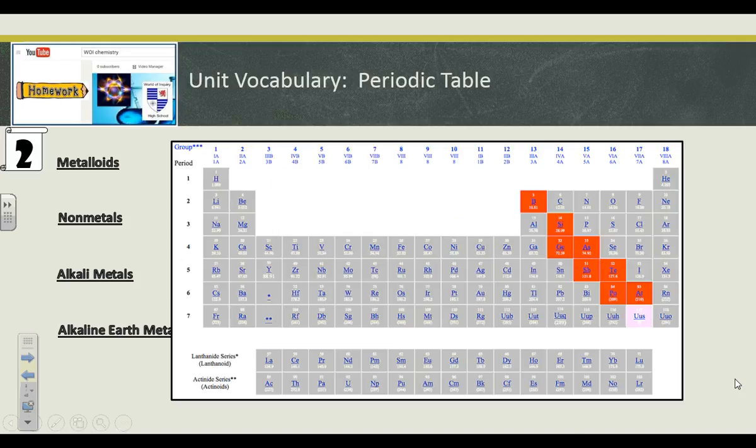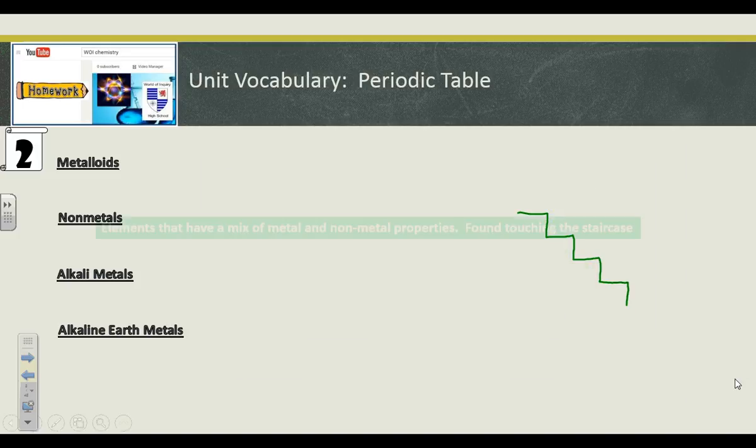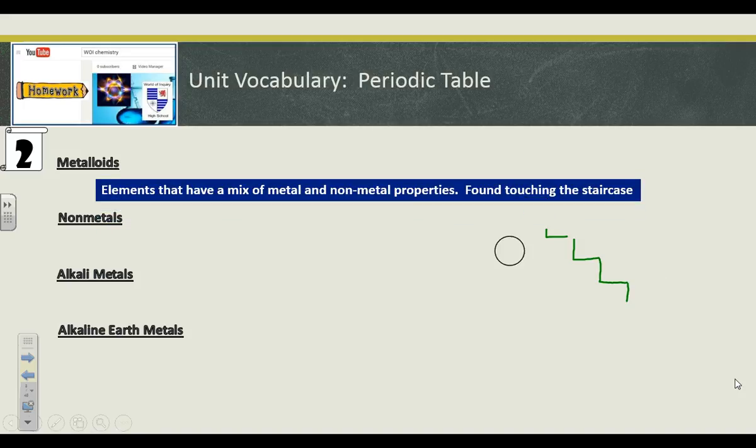Metalloids. Metalloids are actually on the staircase, and in this particular picture, I can draw the staircase in for you. You will see that the metalloids are all touching that staircase, with the exception of aluminum. Okay, and a metalloid is just what it sounds like. It's a mixture of metallic and non-metallic properties. It doesn't have all metallic properties. It doesn't have all non-metallic properties. It has some sort of a mixture, and we'll find that they're touching that staircase.